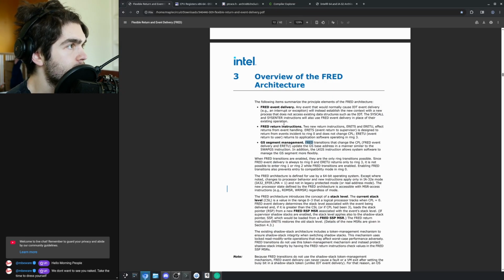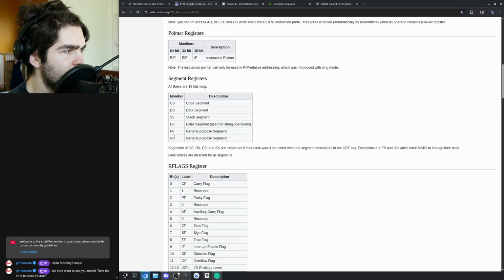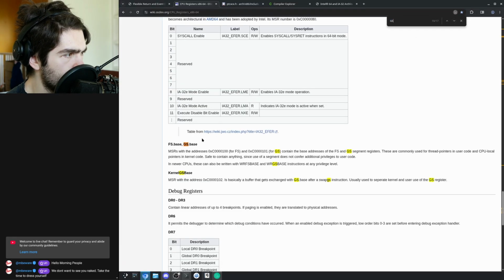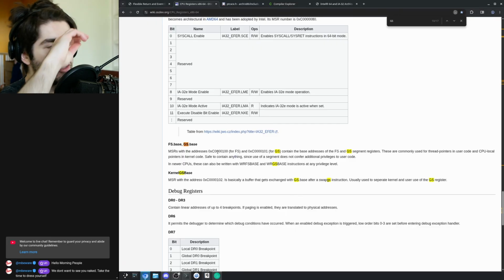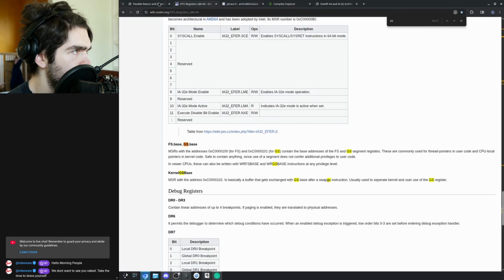Okay. In addition, the LKGS instruction allows system software to manage GS segment more flexibly. Oh, I guess that's because GS is one of those registers that will need to be updated sometimes just by changing stack. GS.base. Oh, I guess that's it. The MSR with address for FS and GS. Okay, yeah, I guess it's just handling of. It's just that it can change with the stack that it's in or with the process or whatever we call it.